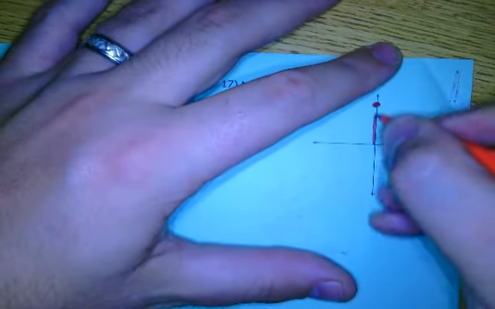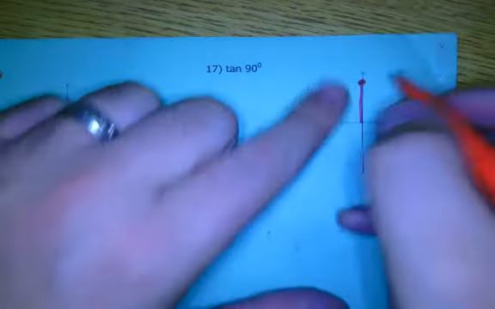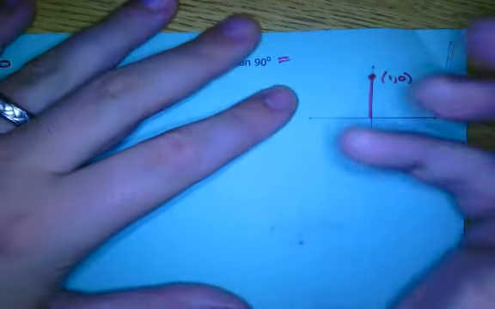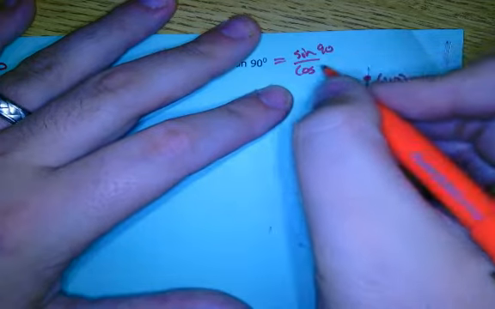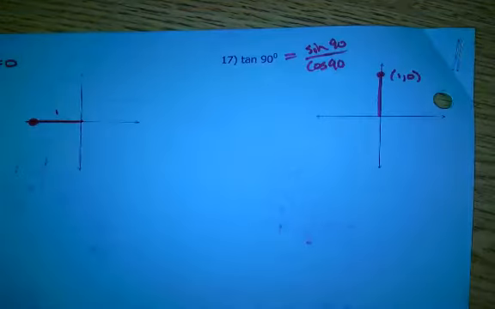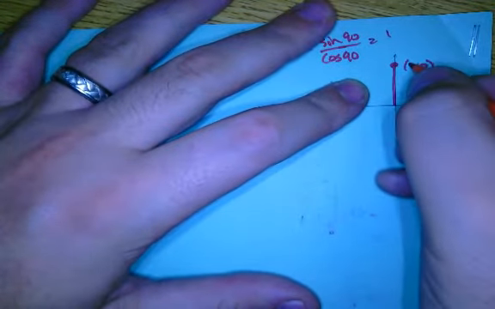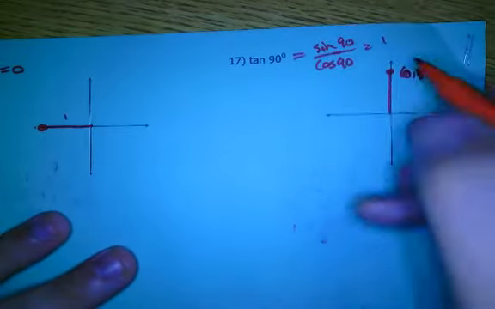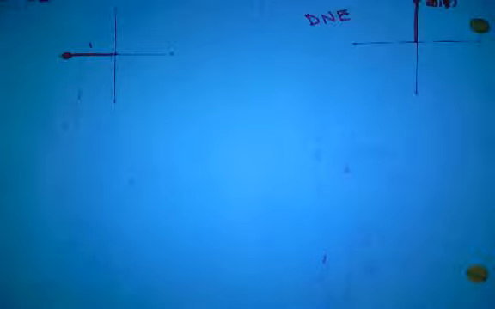Let's do tangent. Tangent of 90. This is the point 1, 0. And tangent, if you remember from a unit circle, should be sine over cosine. Sine of 90 over cosine of 90. Okay, so sine of 90 is 1, because it's your, I did this wrong, it should be 0, 1, by the way, and I just noticed that. Whoopsies. Okay, so sine is y, which is 1, and cosine is 0. Well, can you do that? 1 over 0? No, so that does not exist.